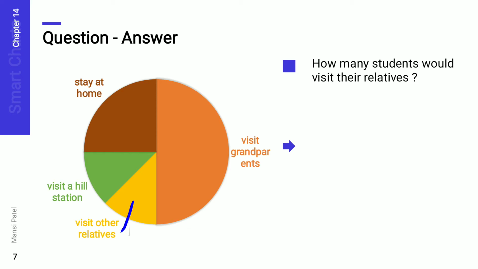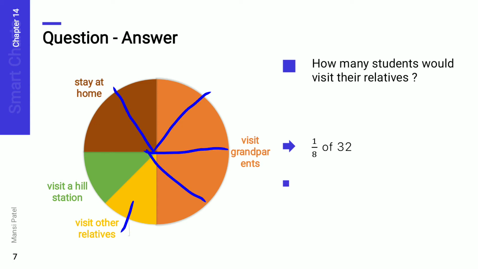First of all, do you know the fraction of this part? Yes. We know that the fraction of this part is 1 upon 8, where 8 is the total parts. How does it come? Again I will explain. First I make 4 equal parts of this pie chart, and then this 1/4 part is divided into two equal parts like this. Now out of these 8 parts, how many parts are occupied by visiting other relatives? That is one part only. So 1 upon 8 of 32.